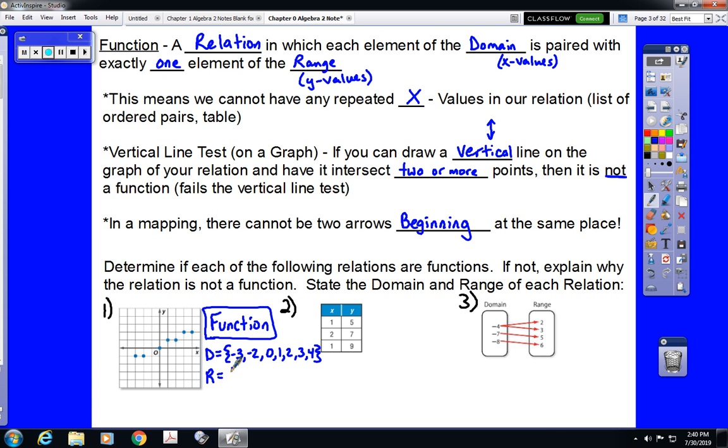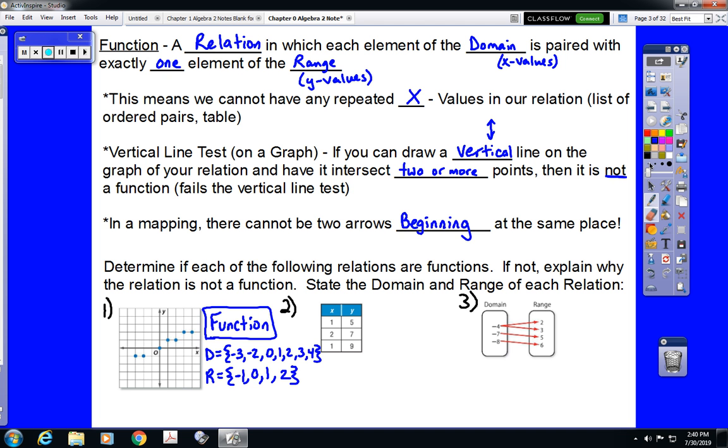As for the range, there are some repeated range values. If we look at the y coordinates of these points, where they are on the y-axis, there are 2 points that have a y coordinate of -1. We have one at 0. 2 of them have a 1, and 2 of them have a 2. So the range would be -1, 0, 1, and 2.